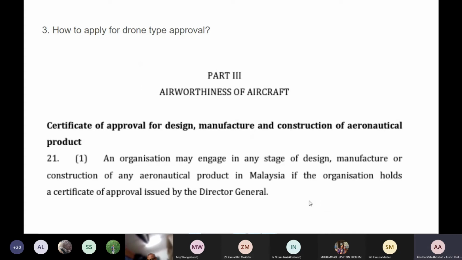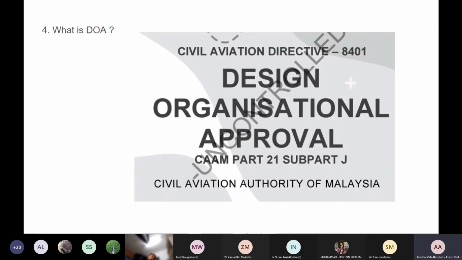So with the new regulation, the amendment to this, the DG will be the CEO of CM. By looking at regulation 21.1, we have no option for you to design and certify a drone. You must be approved by the CEO. So what kind of approval?